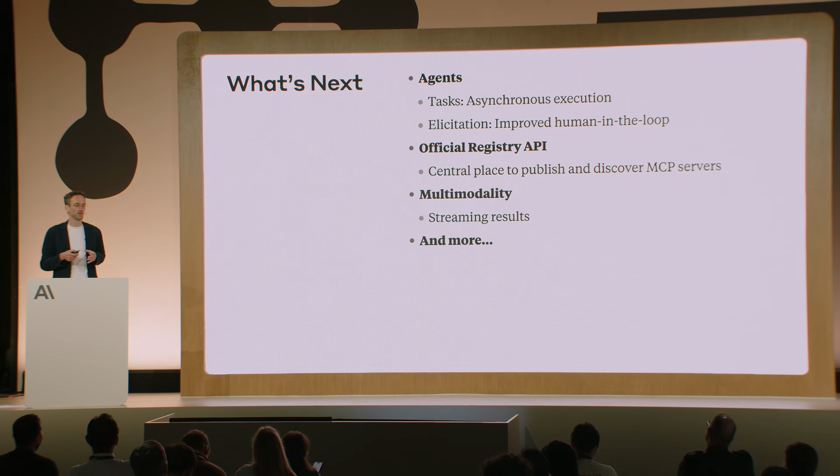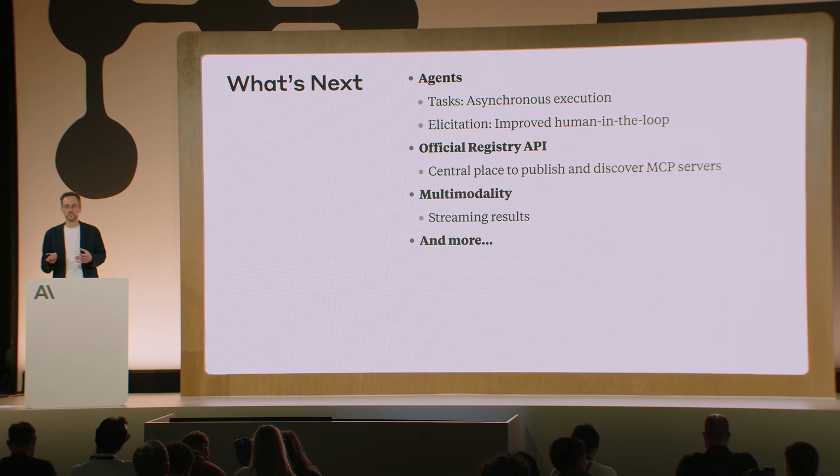The second part is elicitation, so MCP server authors being able to ask for input from the user. That is going to land just about today or on Monday in the protocol. Then we're doing two additional things. First and foremost, we're going to build an official registry, a central place where you can find and publish MCP servers, so that we have one common place to look for these servers, but also allow agents to dynamically download servers, install them and use them.